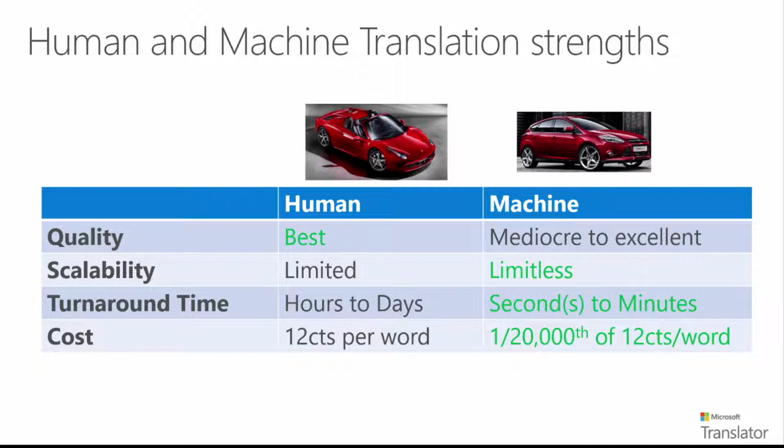But the machine has several distinct advantages. It scales easily. You can translate a small amount, a gigantic amount, in a very short amount of time, in seconds or minutes. And it's about 20,000 times cheaper than human translation. So there are three quite significant advantages.